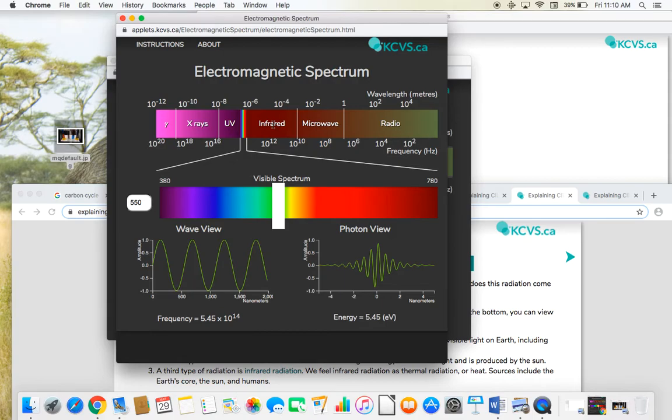Those molecules get excited because they can absorb and re-emit infrared radiation. They get really excited and they move around faster. And when they move around faster, that increases temperature.